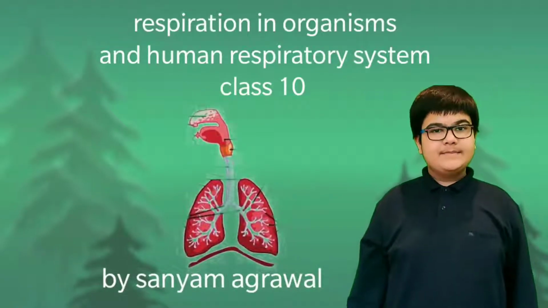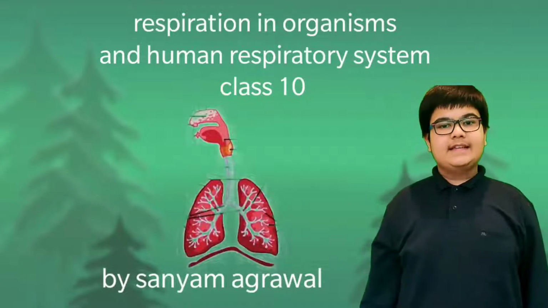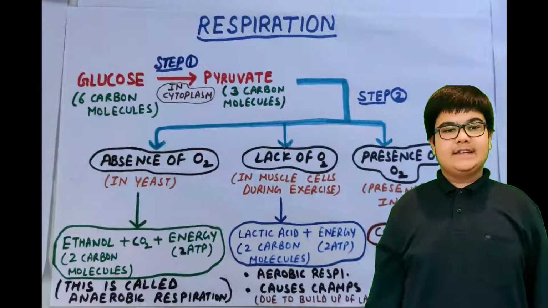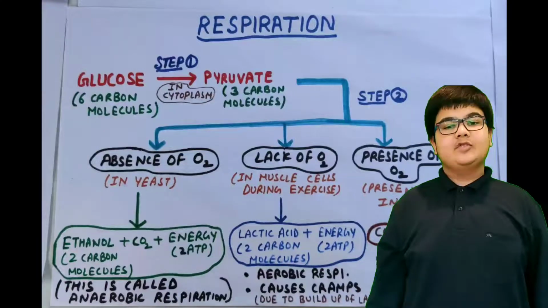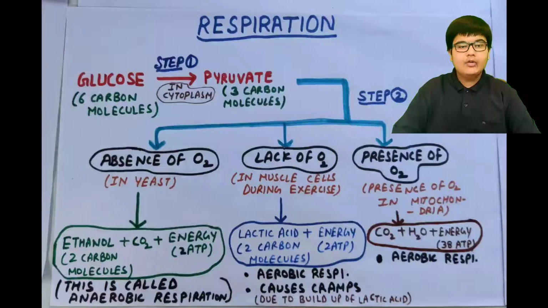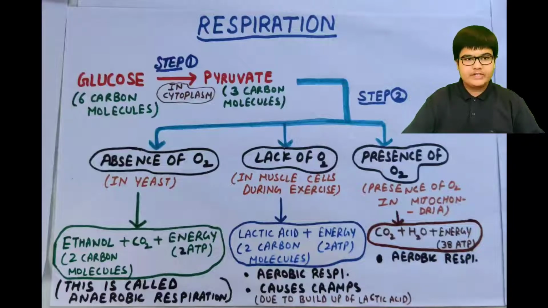Respiration in organisms and the human respiratory system, from Chapter 6 Life Processes, Science Class 10. Respiration is the process of releasing energy from food, that is glucose, with or without oxygen. Respiration is of various types, but step 1 in all the types remains the same. This is the conversion of glucose from food into pyruvate, which is a 3-carbon molecule.